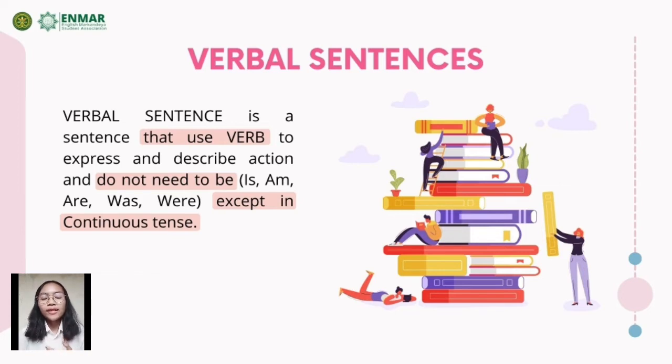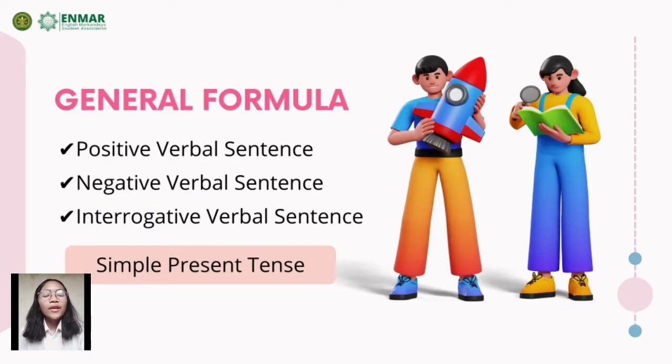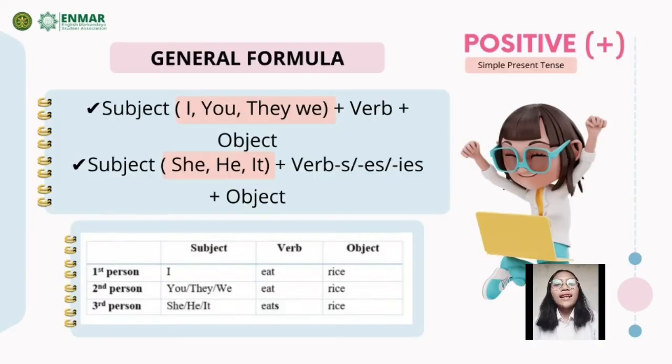is, are, was, except in continuous tenses. In the general formula of the verbal sentence, there are three parts of the verbal sentence in the simple present tense, namely positive verbal sentence, negative verbal sentence, and interrogative verbal sentence. And next, the general formula of the positive verbal sentence in simple present tense: subject I, you, they, we plus verb plus object. Subject she, he, it plus verb plus s or es plus object.